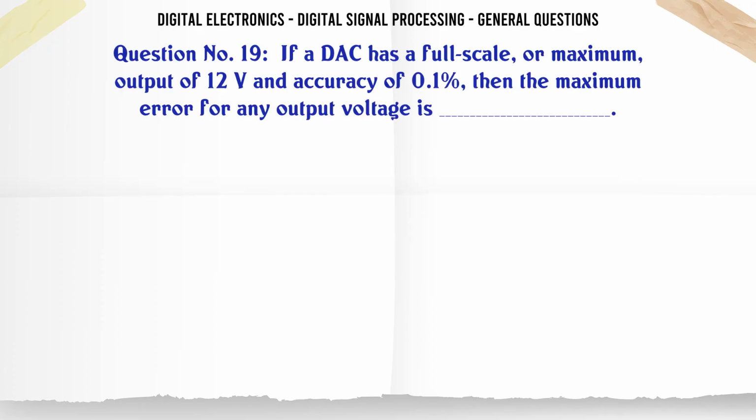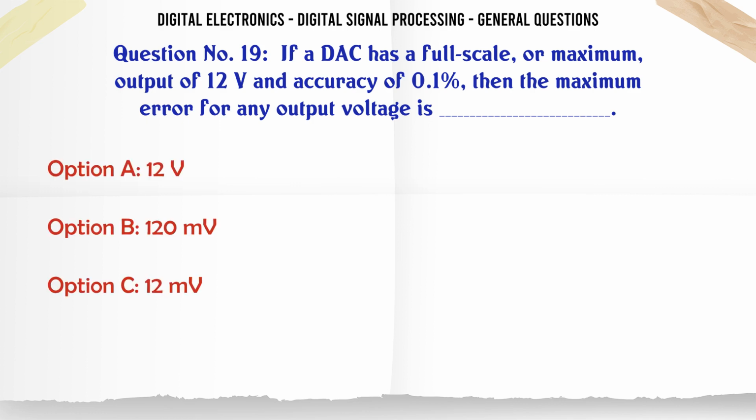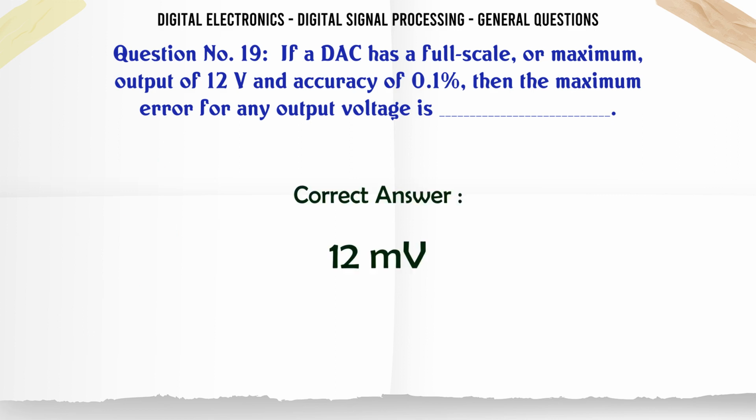If a DAC has a full scale or maximum output of 12 V and accuracy of 0.1%, then the maximum error for any output voltage is A. 12 V, B. 120 mV, C. 12 mV, D. 0 V. The correct answer is 12 mV.